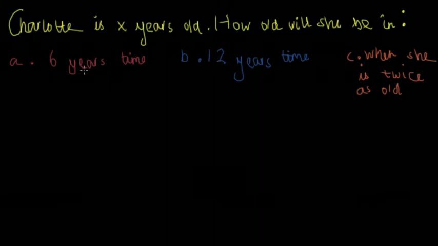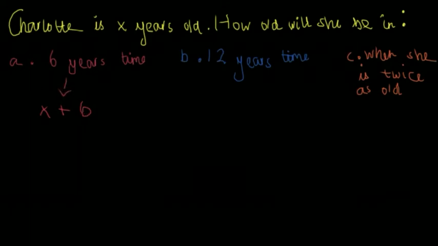So the question says, Charlotte is x years old. How old will she be in 6 years' time? Part A. Part B, 12 years' time. Part C, when she is twice as old. So, let's get on with it. So for part A, we are looking at 6 years ahead. So what do we do? Addition. So the expression would be x plus 6.